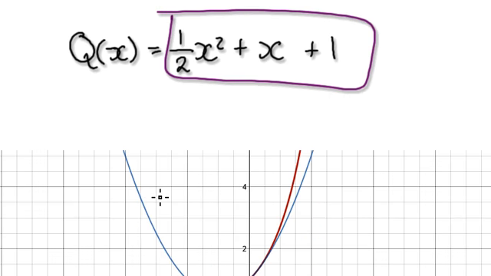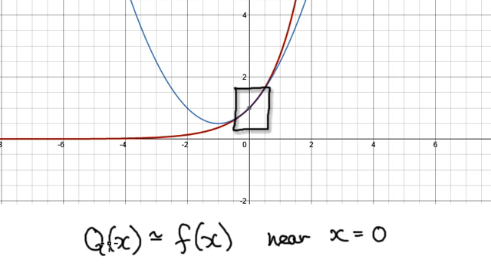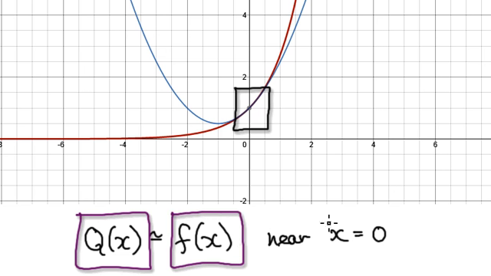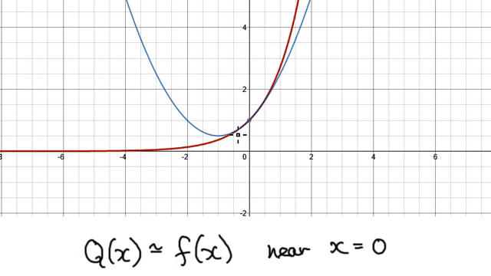So if you get a graph plotter and plot e to the power of x, that's the red line here, and then this is our quadratic approximation. And if you look near x equals 0, it is a good approximation. Okay, so we can say that our quadratic here is approximately the same as the original f of x near x equals 0, and you can see that on the graph here, because near here the blue line is pretty much the same as the red line.